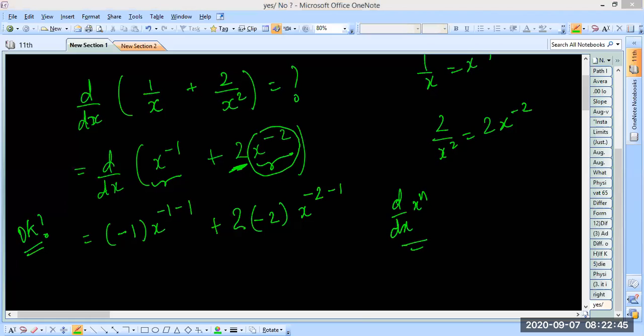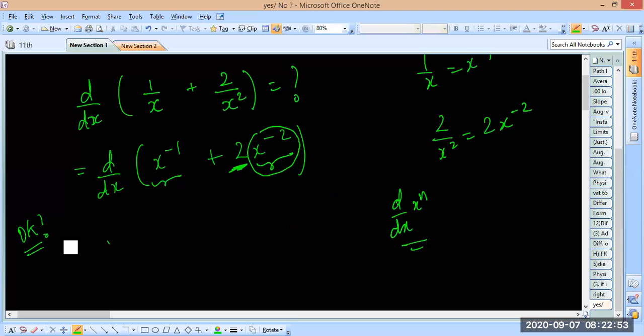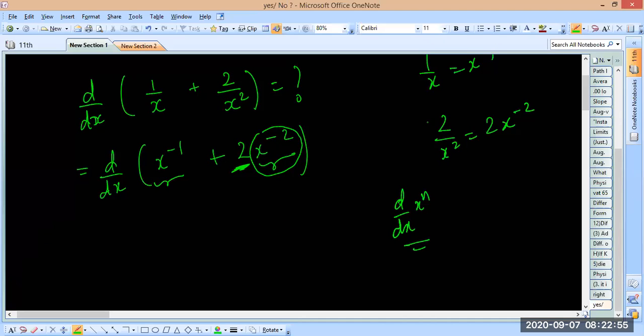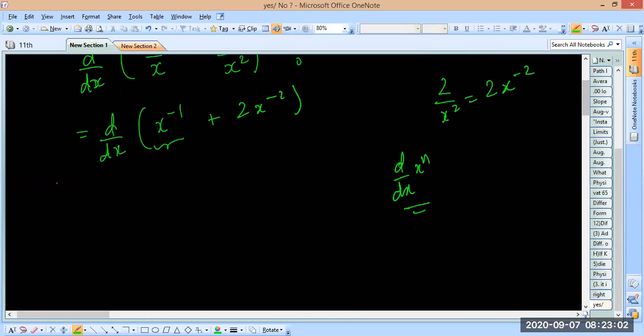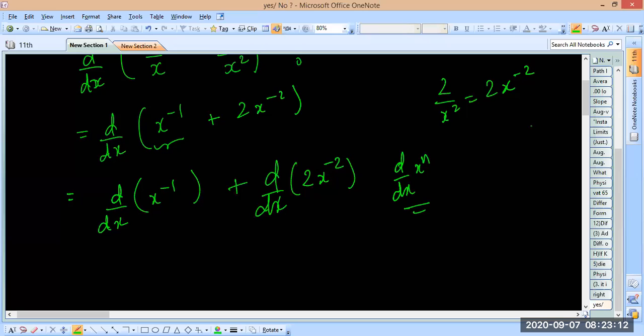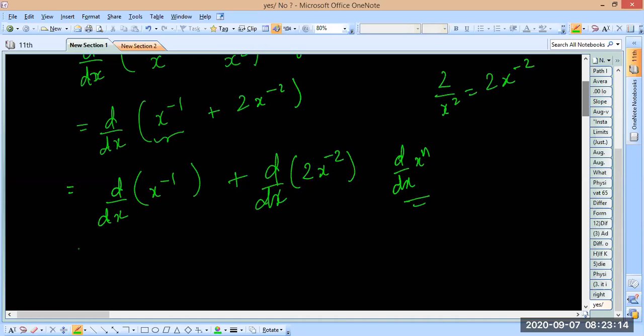All right, I'll repeat. See, we took a shortcut here. Instead of writing all the steps, we just jumped a few steps. Fine, I'll write the steps now. So plus 2x raised to minus 2. So this is what we have. Let's continue from there. First of all, we have to use addition rule. So this is what it will look like. Now, this is the last time I'm going to teach you this addition rule. Next time you should be able to jump that step.